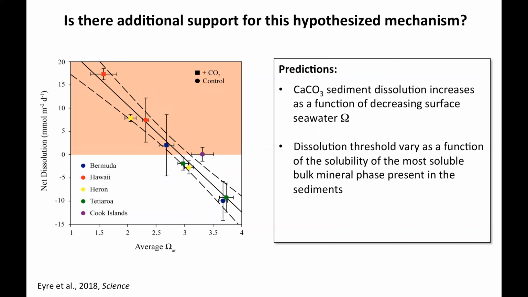The first prediction, I think there are many studies supporting, but perhaps most clearly the study by Yates that clearly shows that the dissolution shown on the y-axis increases as a function of the aragonite saturation state shown here on the x-axis for 5 very different coral reef environments.